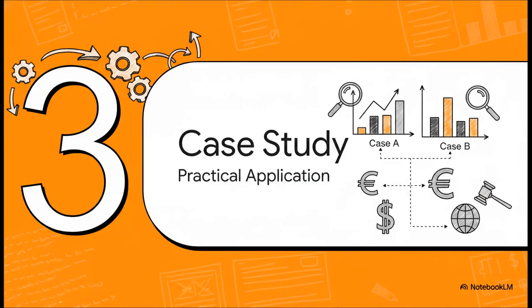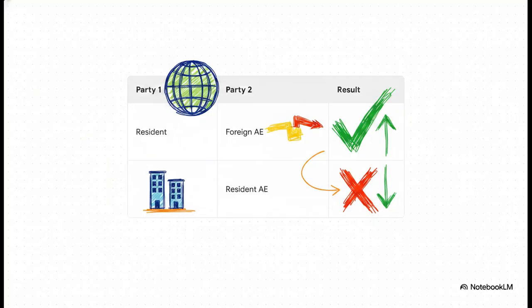Now, let's look at a practical case study to really cement this idea. To clearly illustrate how this plays out in the real world, check out these two scenarios. First, we have Entity A, a resident Indian company transacting with Entity B, its foreign associated enterprise. Because Entity B is a non-resident, the verdict is crystal clear. This is an international transaction under Section 163.